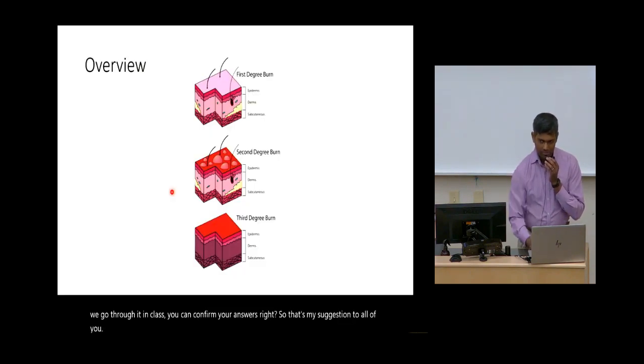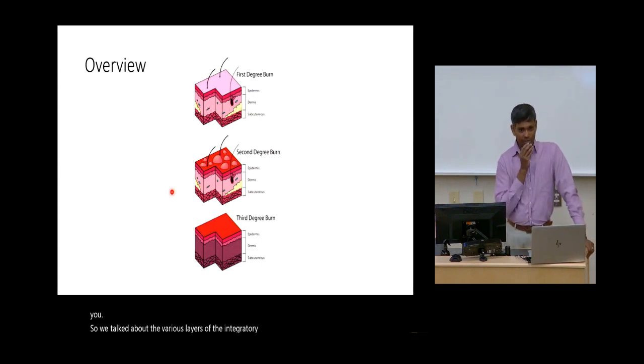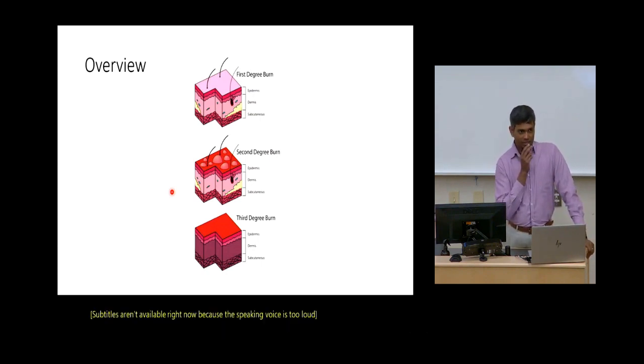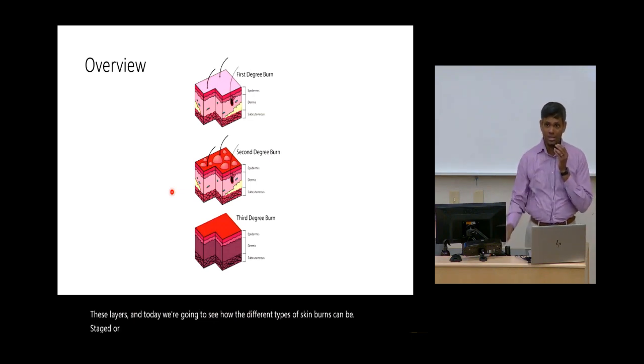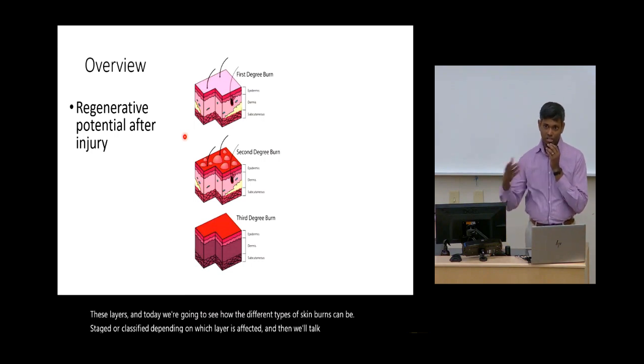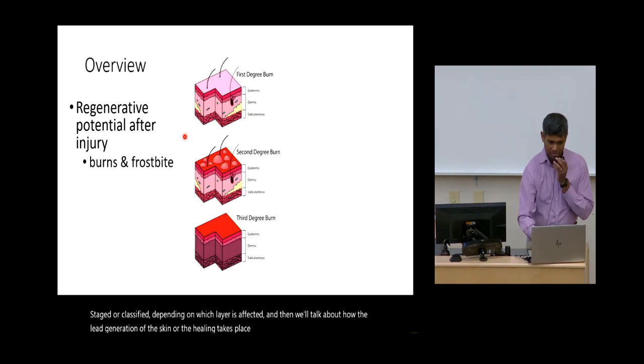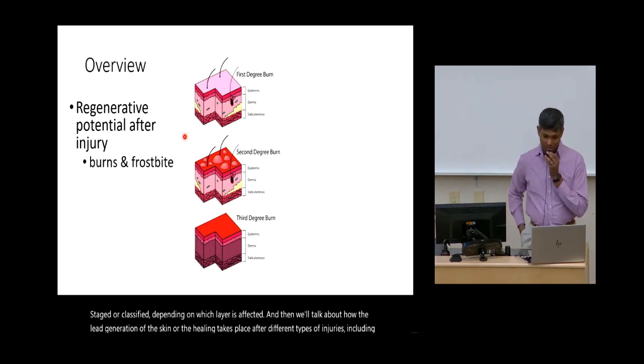So we talked about the various layers of the integumentary system last week, and we saw the various functions of those layers. And today we're going to see how the different types of skin burns can be staged or classified depending on which layer is affected. And then we'll talk about how the regeneration of the skin, or the healing, takes place after different types of injuries, including burns and frostbite as well.